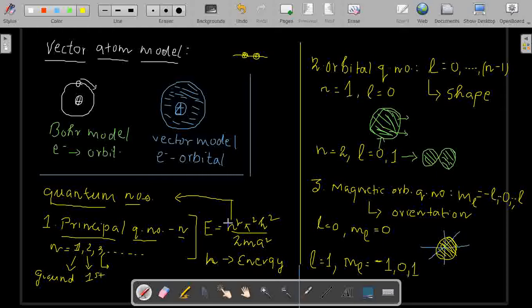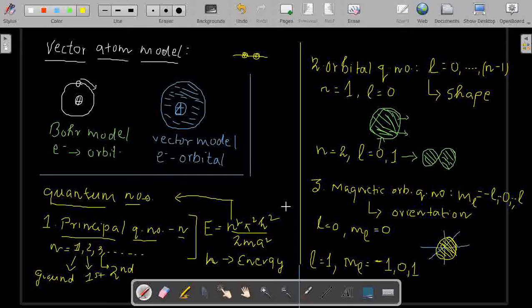Now this n actually represents the principal quantum number, and this will give you an idea about the electron occupying which energy level. Now this n can take the value 1, 2, 3 and so on, where 1 will represent the ground state, and 2 and 3 will represent the first excited state, the second excited state and so on. Always remember, it doesn't start with 0, because if it's 0, the energy will become 0, which is not possible, because if a particle is trapped inside a box, it will definitely have some energy.